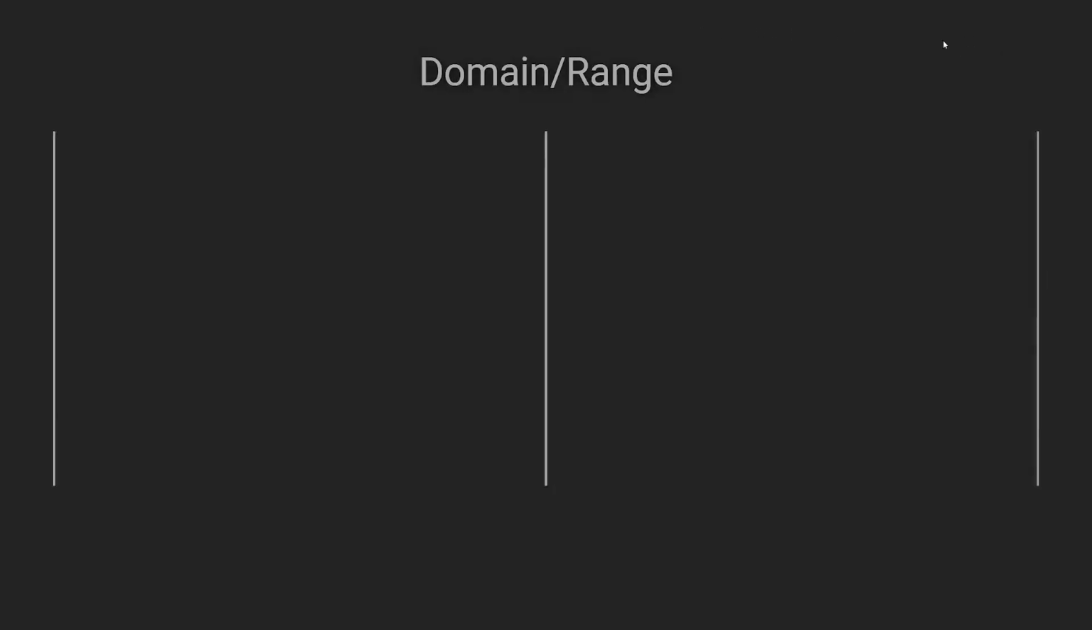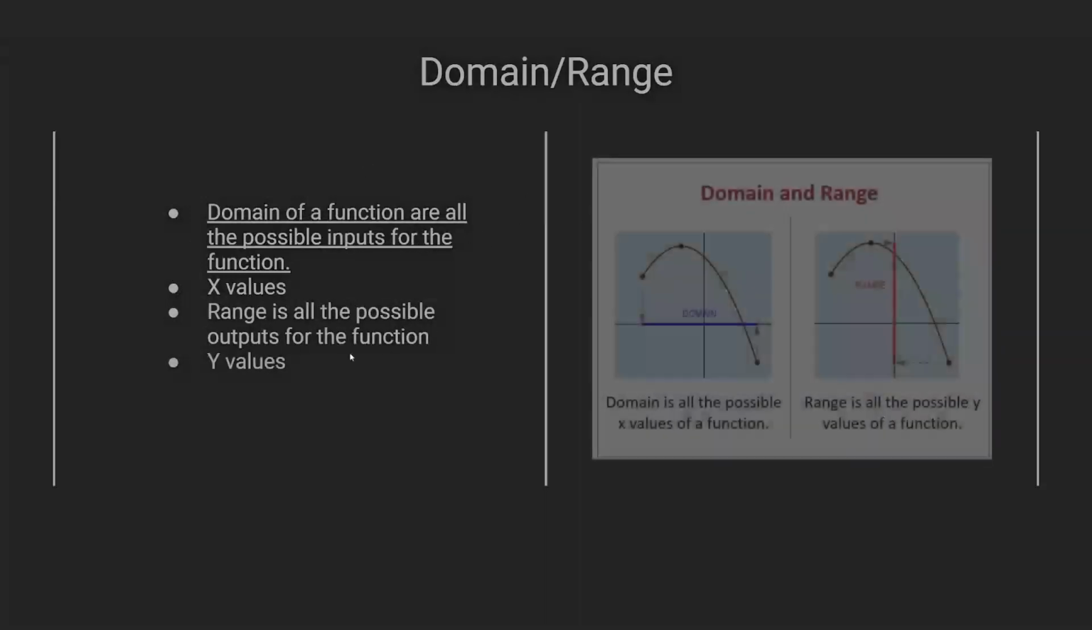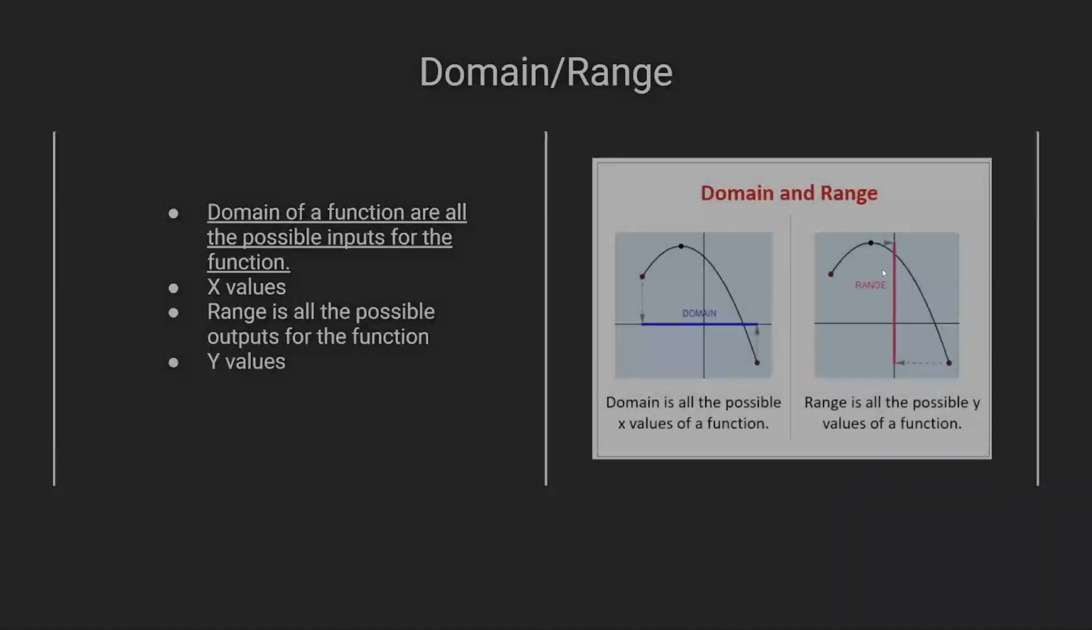Domain and range. So the domain of a function are all the possible inputs for the function, specifically for the x values. And then range is all the possible outputs for the y values. As you can see, domain is more of the horizontal aspect, and then range is the vertical aspect. So that is domain and range.